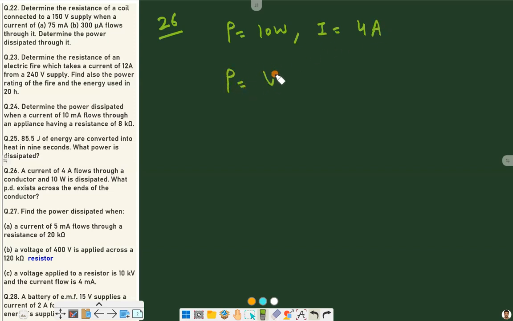So power is V into I. We know power is 10. V we will calculate, I is 4. So V is 10 by 4, or 2.5 volts is the answer.